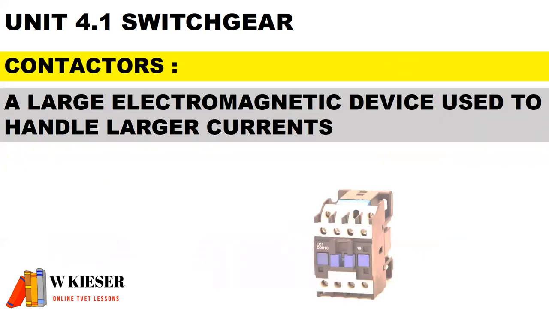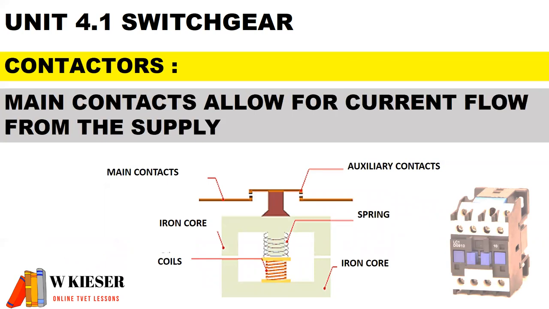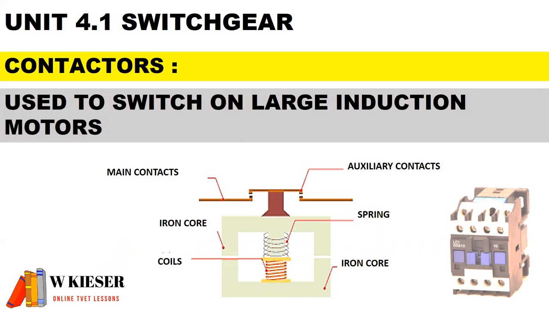For contactors, they are large electromagnetic devices used to handle larger currents. They consist of a solenoid, main and auxiliary contacts. The main contacts allow for current flow from the supply, and the auxiliary contacts switch other circuits on and off. They are used for the switching of large induction motors.